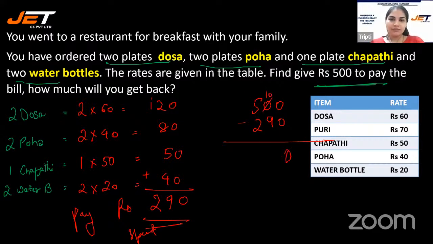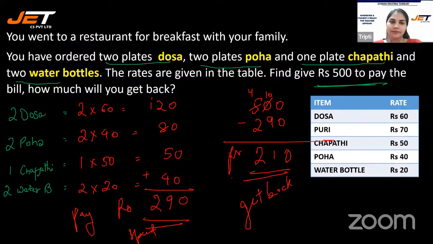0. This will become 10. This will become 4. 10 minus 9 is 1. 4 minus 2 is 2. You will get back rupees 210. Okay.